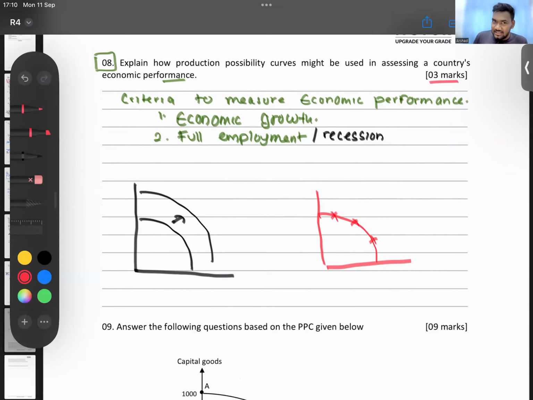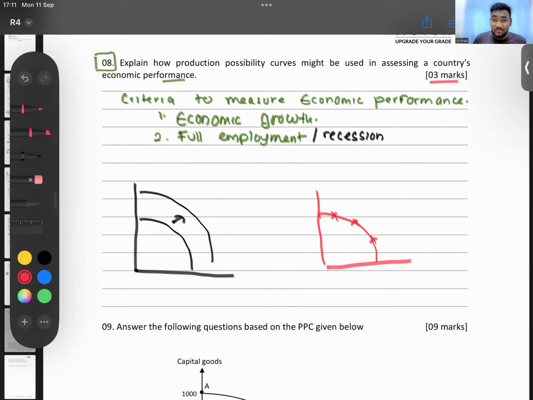So your first thing is saying a country's economic performance can be measured using several criteria, such as economic growth and also full employment. Then you can say a PPC will help to illustrate this in the following manner. Economic growth. You can draw the PPC and show a shift in the PPC to the right illustrates that the economy has grown, right? And then you can say full employment. Any point on the PPC will illustrate full employment. So therefore, you can say a production possibility curve is useful in assessing a country's economic performance. It's a very simple thing, guys.